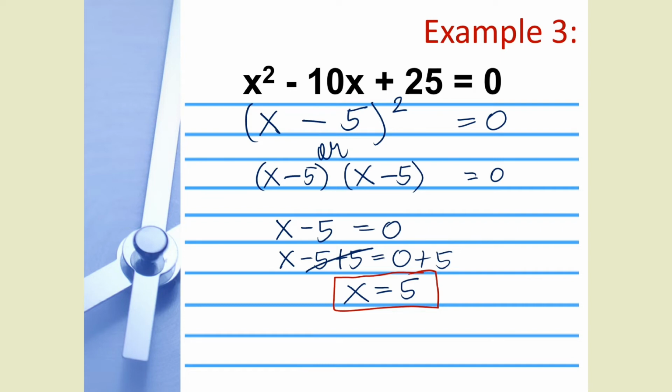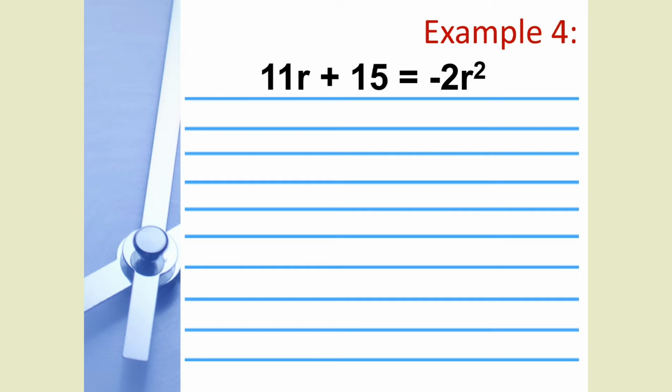Next, 11r plus 15 is equal to 2r squared. So, let us arrange the equation in standard form. So, itong negative 2r squared na nasa right side, kailangan matanggal. Using addition property, so add positive 2r squared on both sides of the equation. So, 2r squared plus 11r plus 15 is equal to negative 2r squared plus 2r squared. So, on both sides of the equation, ay nilagyan natin ng plus 2r squared.